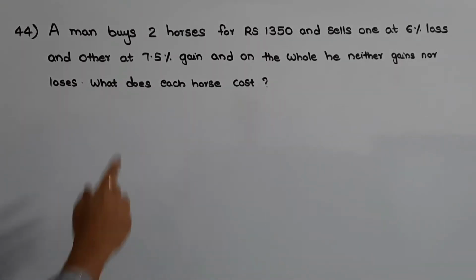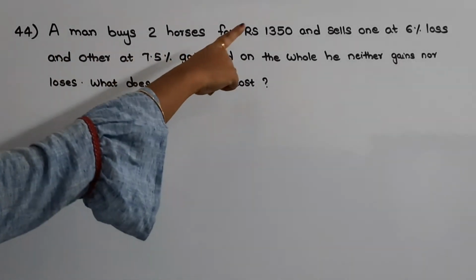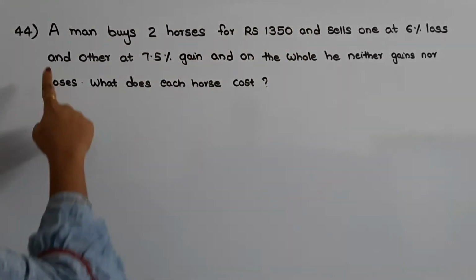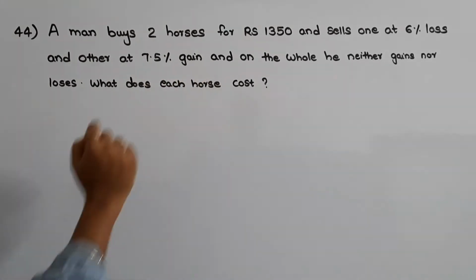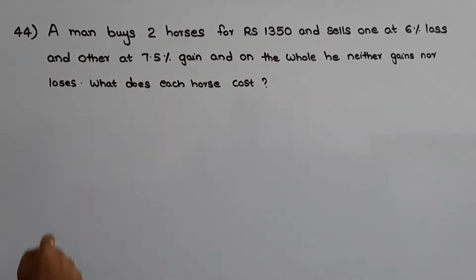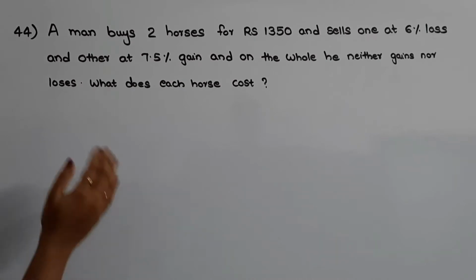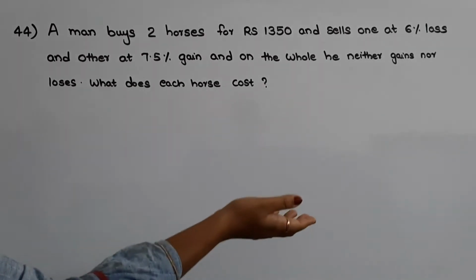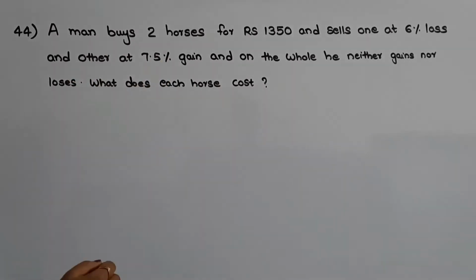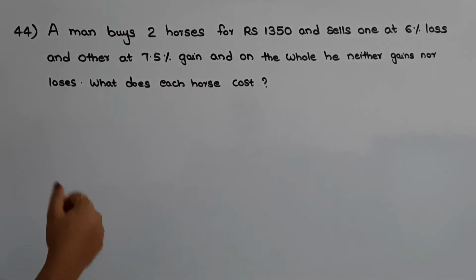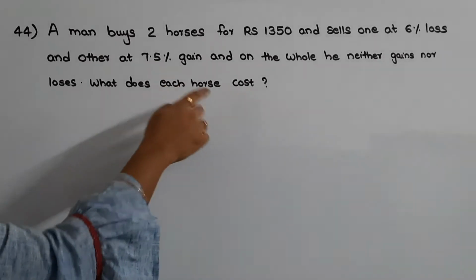The next question is, a man buys 2 horses for rupees 1350 and sells one at 6% loss and the other at 7.5% gain. And on the whole, he neither gains nor loses. What does each horse cost? So in this question, they are telling that a man buys 2 horses and he sells one at a loss of 6% and another at a gain of 7.5%. On the whole, he neither gains nor loses. So we need to find out the cost of each horse.